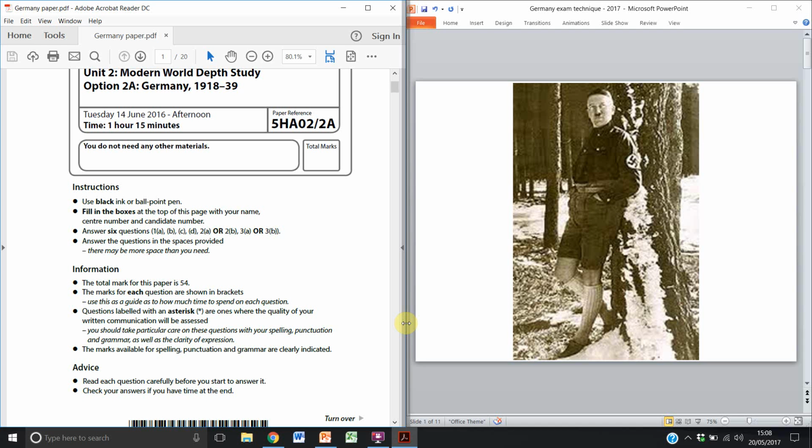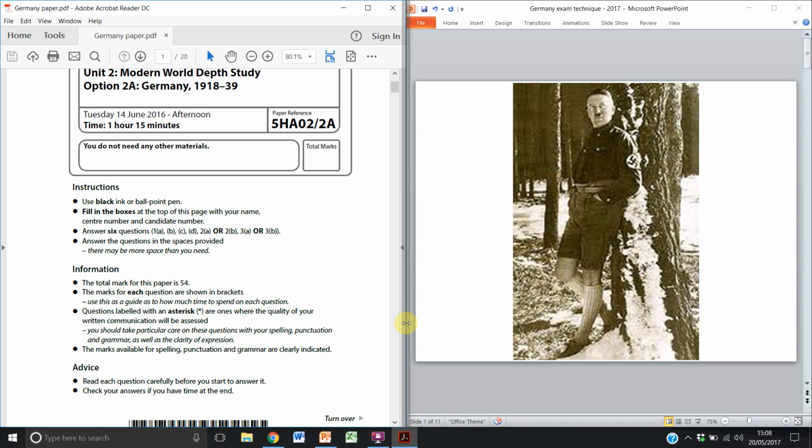Again, the instructions on the front page are very similar to the Cold War paper in that it explains clearly that the marks available for each question are shown in brackets, and that the marks available should be used as a guide on how much time to spend on each question. Roughly speaking, you should be looking to spend about 1.5 minutes per mark available.